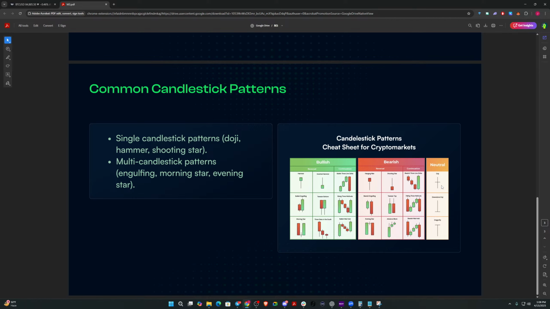Now, I will caveat this. Even though the Doji is a neutral pattern, when you combine it with other indicators like the RSI or stock RSI, then it can actually be seen as a reversal pattern. Okay, I'll show you what I mean by that.